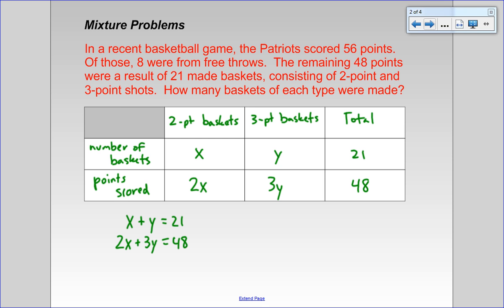Now once we solve this system using either substitution or elimination, we will find that x equals 15 and y equals 6. Therefore, the answer to the word problem is that 15 2-point baskets were scored and 6 3-point baskets were scored.